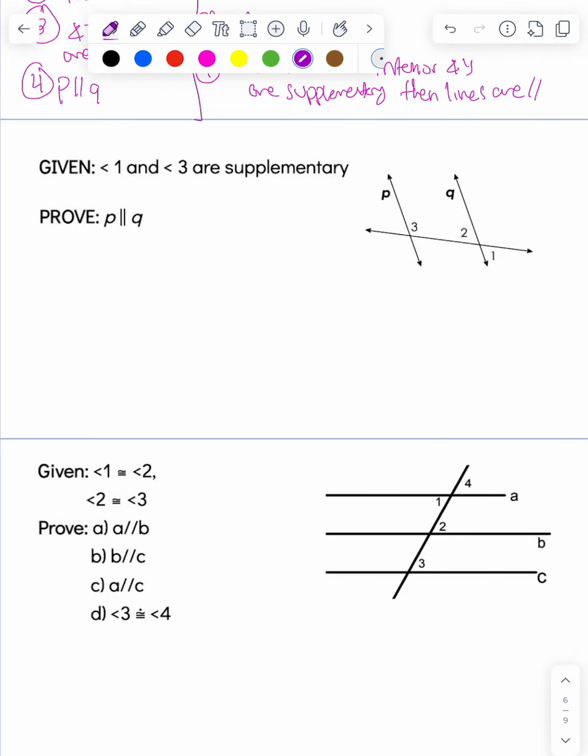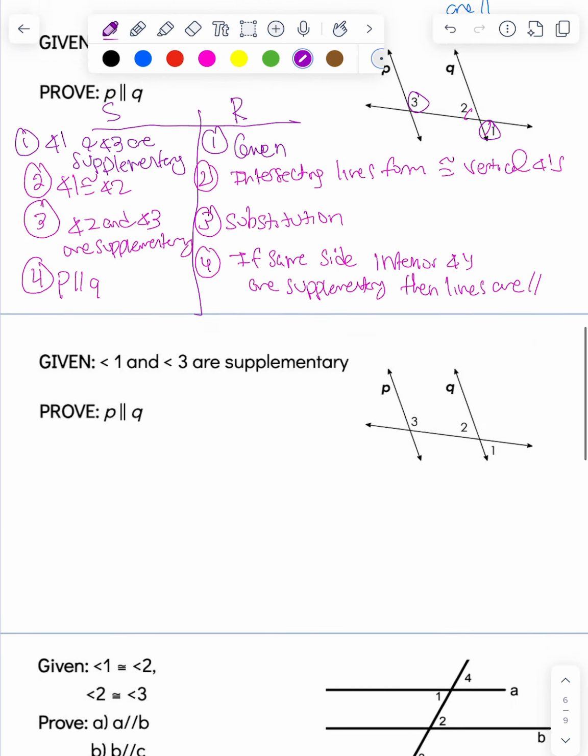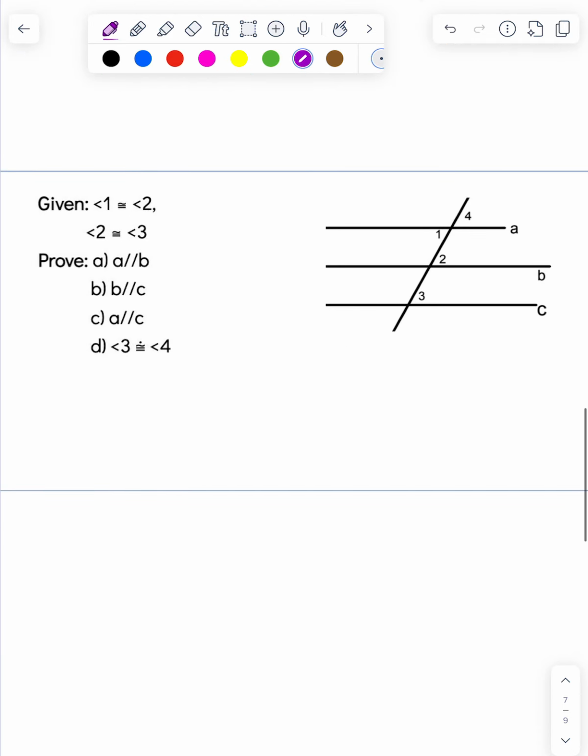In the next one, we have that angle 1. Oh, this is just doubled again. Sorry about that. That was the same proof.